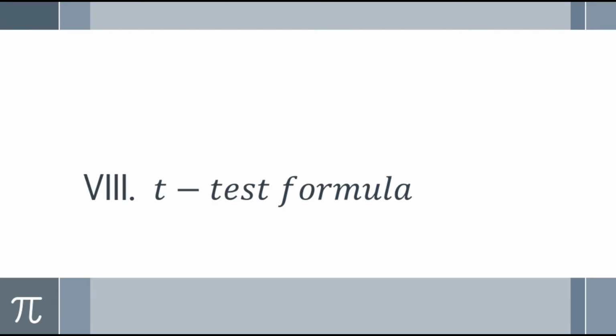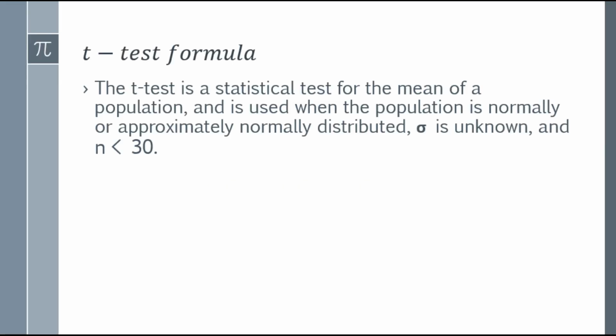Okay, so let's go to chapter 8, t-test formula. The t-test is a statistical test for the mean of a population and is used when the population is normally or approximately normally distributed. So, dito naman, pag hindi natin alam yung population deviation or unknown, tapos, ang number of samples natin ay less than 30, nagamit tayo ng t-test dito or t-test formula.